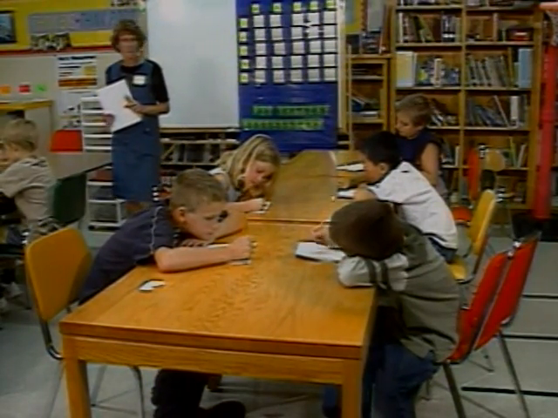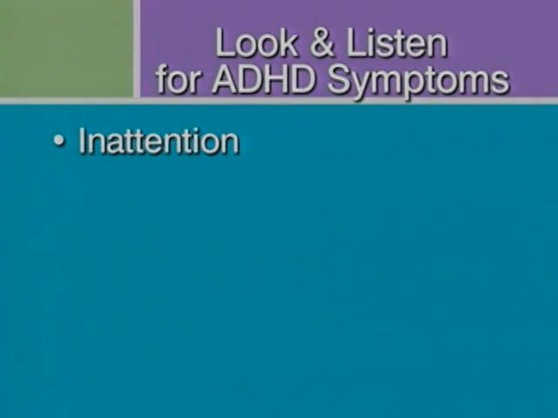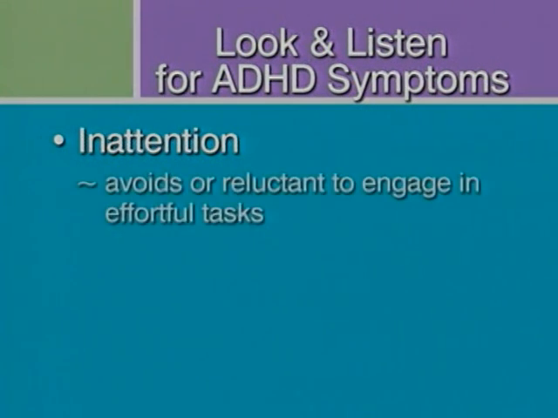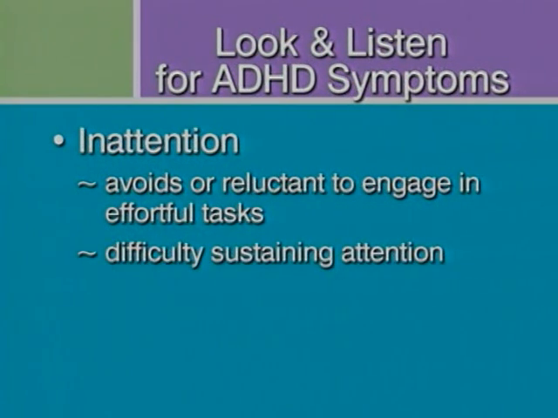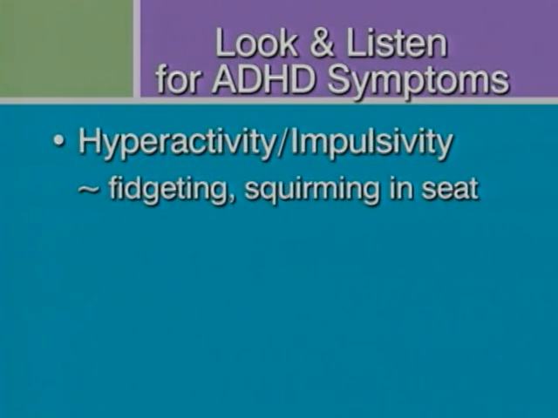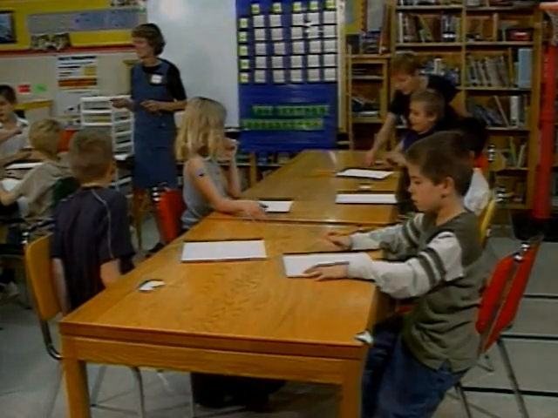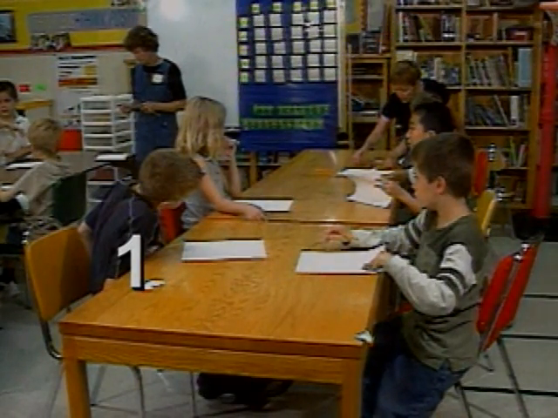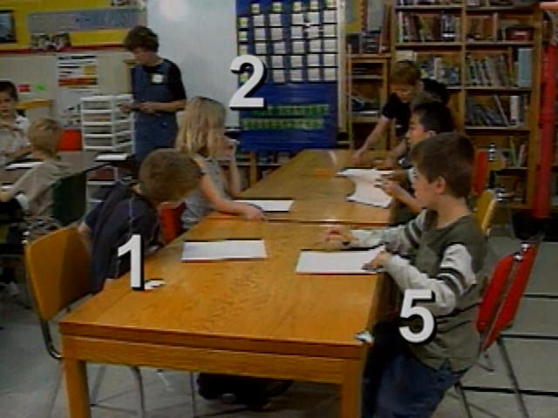Note that the symptoms are less noticeable in this math activity. Look and listen for evidence of the following ADHD symptoms. Avoids or is reluctant to engage in effortful tasks. Difficulty sustaining attention. Easily distracted. Difficulty following through on instructions and fails to finish work. Fidgets, squirms in seat. Watch these students in particular: Boy 1, Boy 5, Girl 2. Write down your observations on worksheet number 2. And begin.